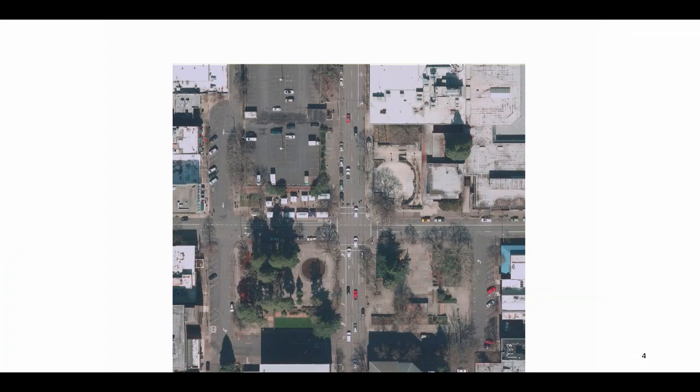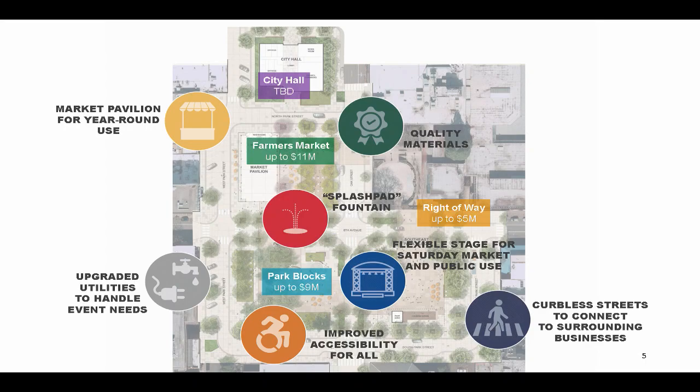So this is a site that hopefully you are quite familiar with at this point. I know I am. And the vision that we've talked about is to do a pretty significant transformation in all these different corners of this town square. And so the park blocks on the south side, the farmers market on the side of the butterfly lot, the city hall, and the north end of the butterfly lot.